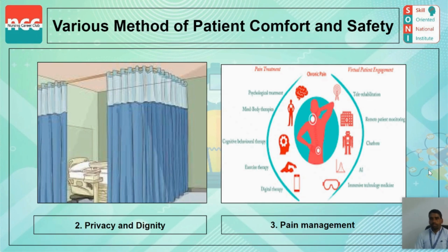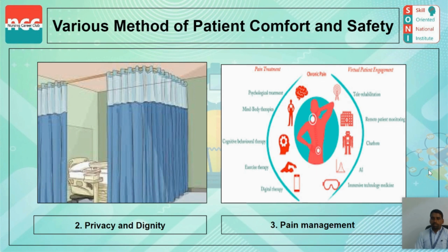Various methods of patient comfort and safety. Second one is privacy and dignity. There is an important role of privacy and dignity. A patient should focus on privacy and dignity. Like if a patient changes his clothes in his ward, then there should be a curtain, and behind it he can change his clothes, and HHAs and nurses should think about the dignity of the patient. They shouldn't use bad words against the patients.